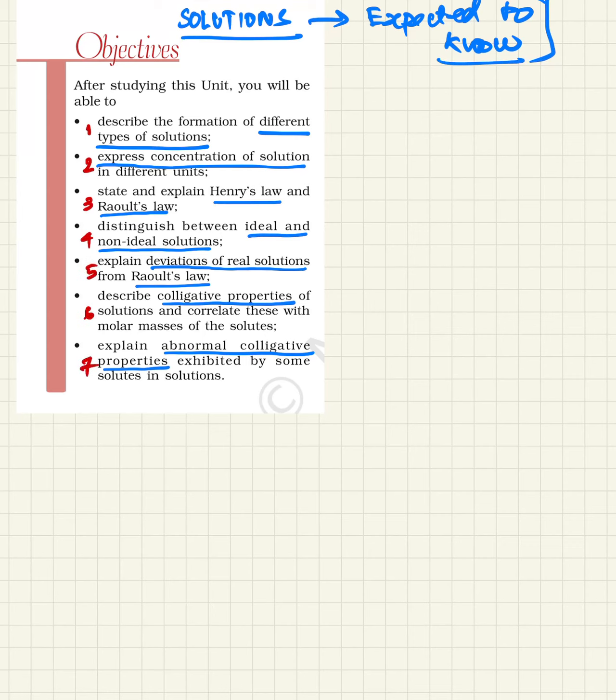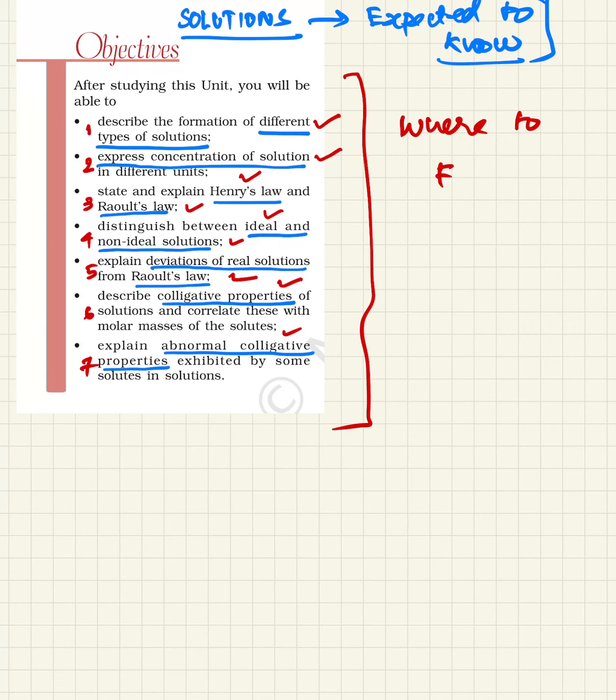So what should we know? What are the different types of solutions? What are the different types of concentrations of solutions? What is Henry's law? What is Raoult's law? How to distinguish between ideal and non-ideal solutions? What are the deviations from real versus ideal in Raoult's law? What are colligative properties and what are abnormal colligative properties? When you know this, you will clearly know where to focus. You should do this for every chapter. So this is exactly where to start from.